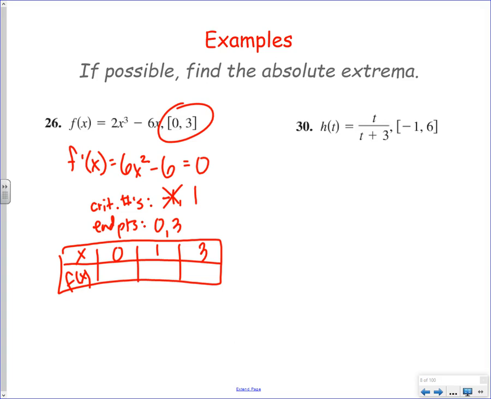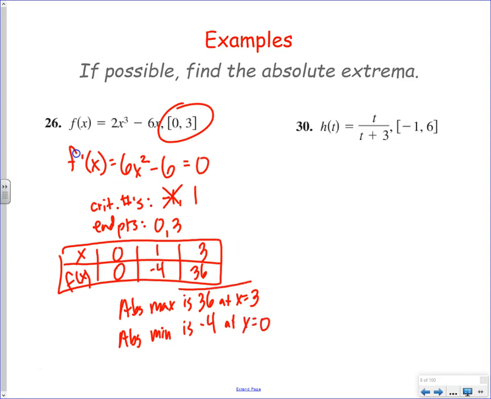We'll plug them in. Plug in 0. Well, its y is 0. Plug in 1. Double check, negative 4. And plug in 3. Ugh, 36? So the absolute max is 36 at x equals 3. And the absolute min is negative 4 at x equals 1. Oh, that was close. x equals 1.